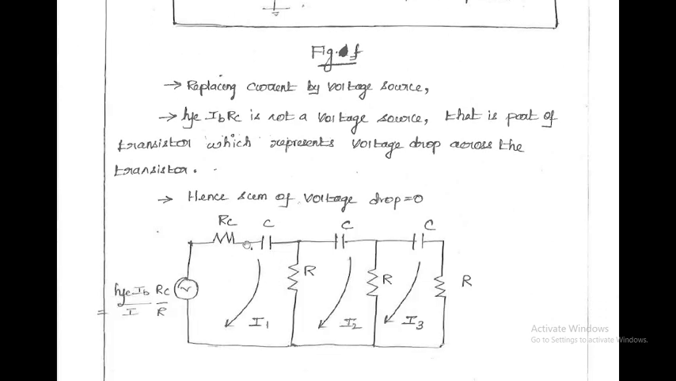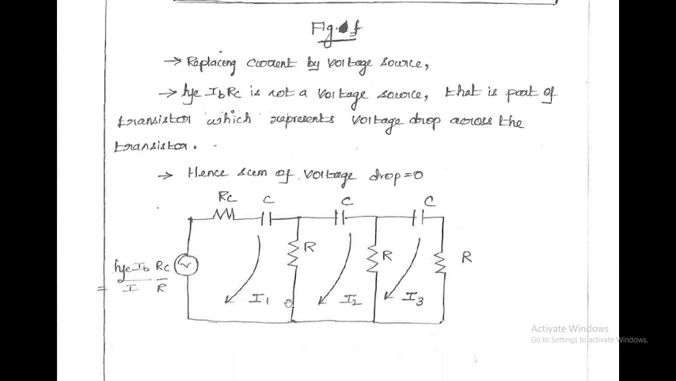Yes, and this is the equivalent circuit. Here we replace the current source by a voltage source, and this hFE IB into RC is not actually a voltage source. It represents the voltage drop across the transistor. Here hFE IB is the current component and RC is the resistance component. This C and R is your first RC section, and the current is I1. This R is your second RC section, and the current is I2. And this C and R is the third RC section, and the current is I3. So this is a very important circuit diagram.